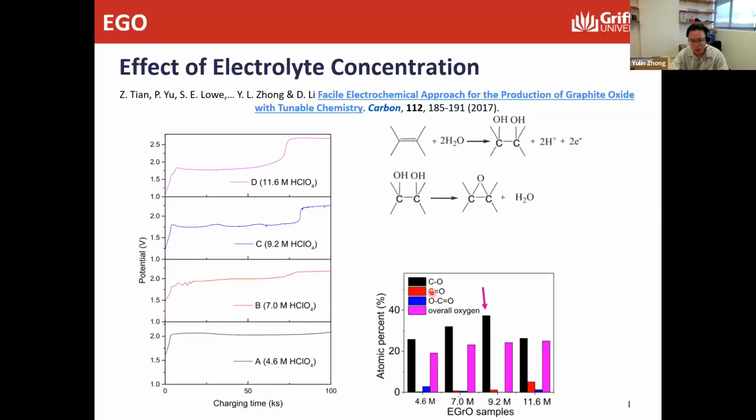We can also simply control the electrolyte concentration. In this paper we found that at an electrolyte concentration of 9.2 molar or lower, we could predominantly produce graphite oxide with just single bonds, basically just hydroxyl or epoxy groups. These are all carbon single bonded to oxygen. If we increase the electrolyte concentration, that increases the oxidative power, and we then start to see the formation of carbonyl groups, in this case at around 11.6 molar. That demonstrates that we could easily tune our graphene material by simply choosing the right electrolyte concentration.